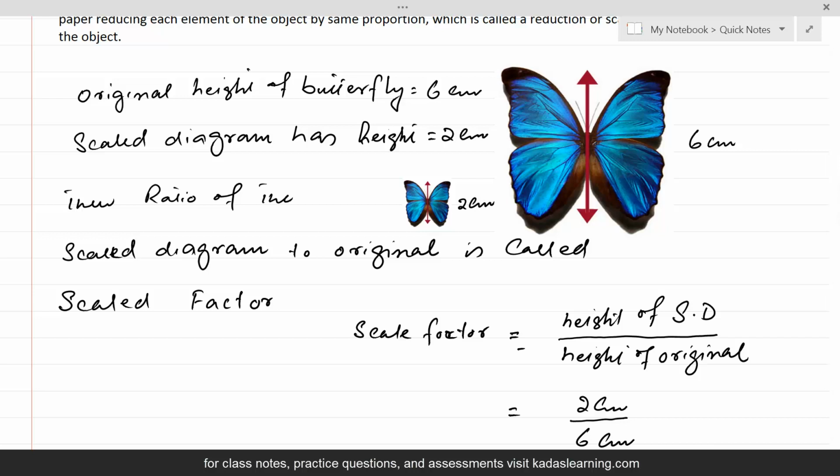But if the ratio of the scale diagram to the height of the original is 1 over 3, then so will be the width. All other elements of the diagram will be reduced by the same ratio. So for example, if we produce this width equal to 4 cm, then what would be the width of the scale diagram? We don't know. Let's call it x.